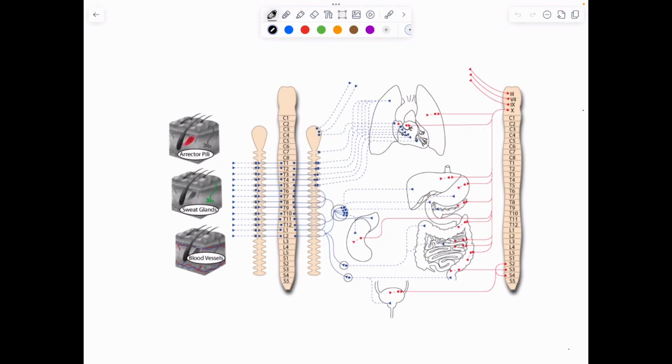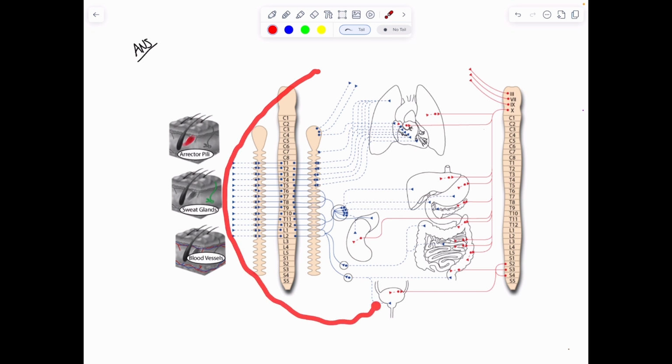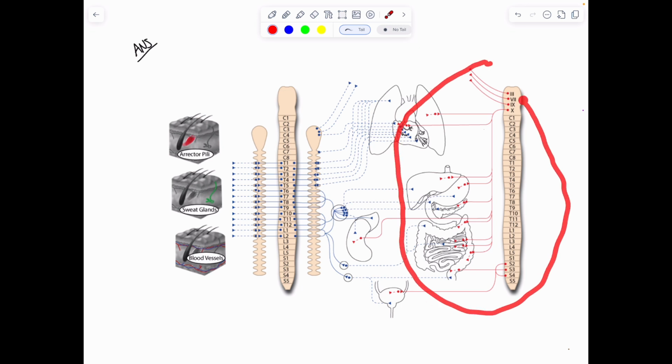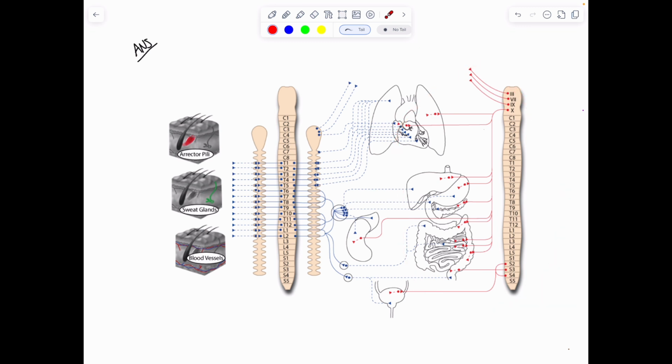Okay, so for this next part of this essay, we're going to talk about the ANS, or the autonomic nervous system. The autonomic nervous system can be broken down into two categories. We have the sympathetic nervous system, and that is this section right here, all the blue lines. And then in the red lines, we have our parasympathetic nervous system. And so as we know that, we'll go into each little subdivision of each. So we'll start with the sympathetic nervous system.